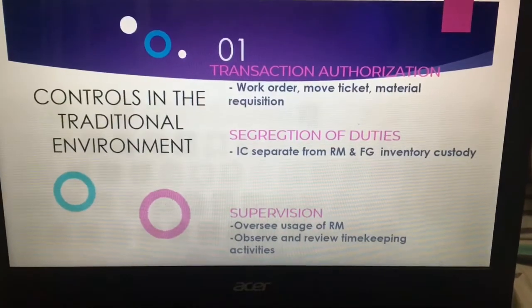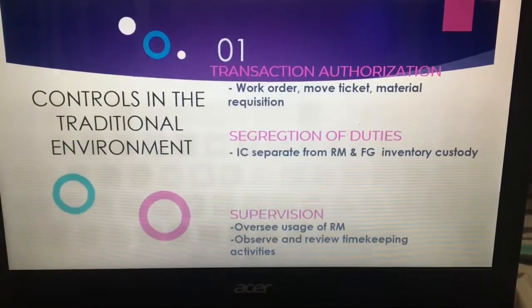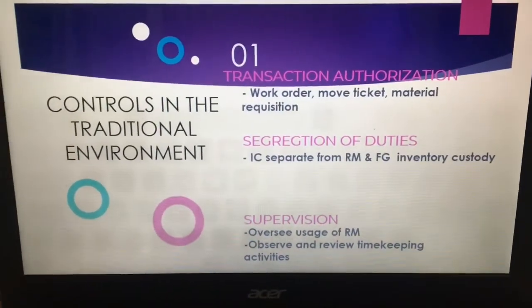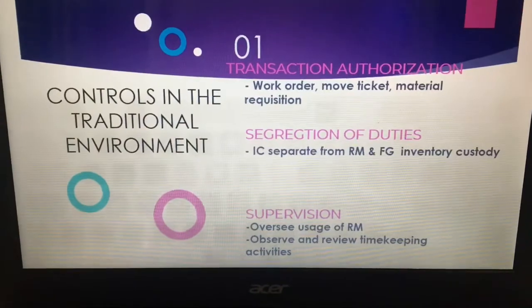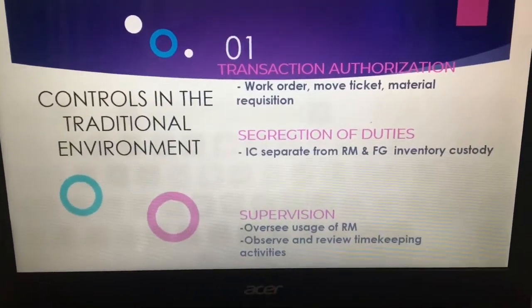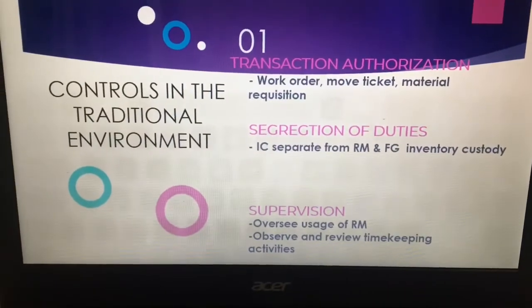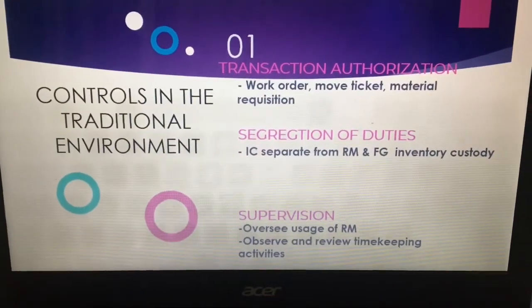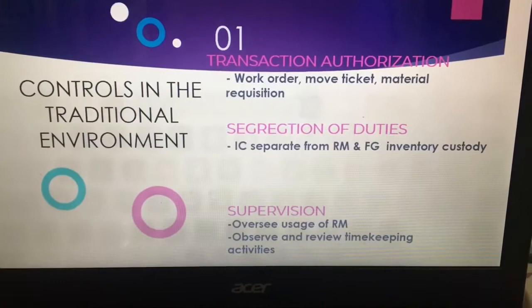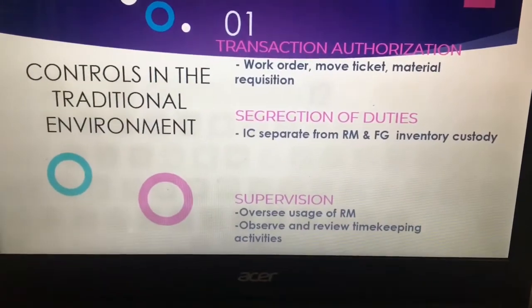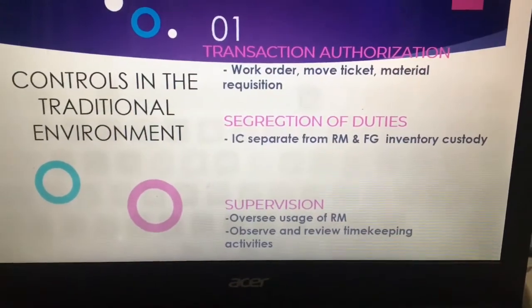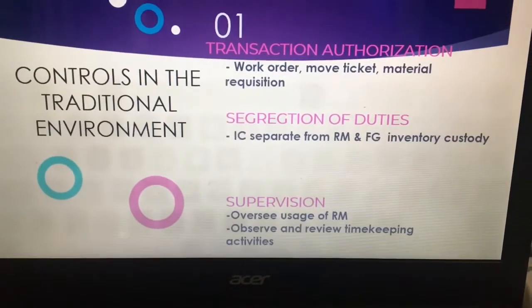Okay, so for control in the traditional environment, they have six. The first one is transaction authorization, which includes the work order, move ticket, and material requisition. For the work order, production planning and control authorizes the work under the work order.